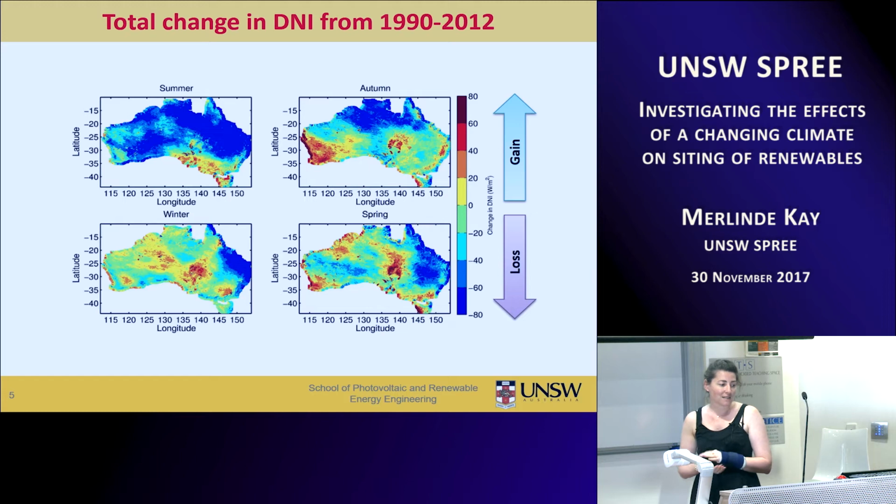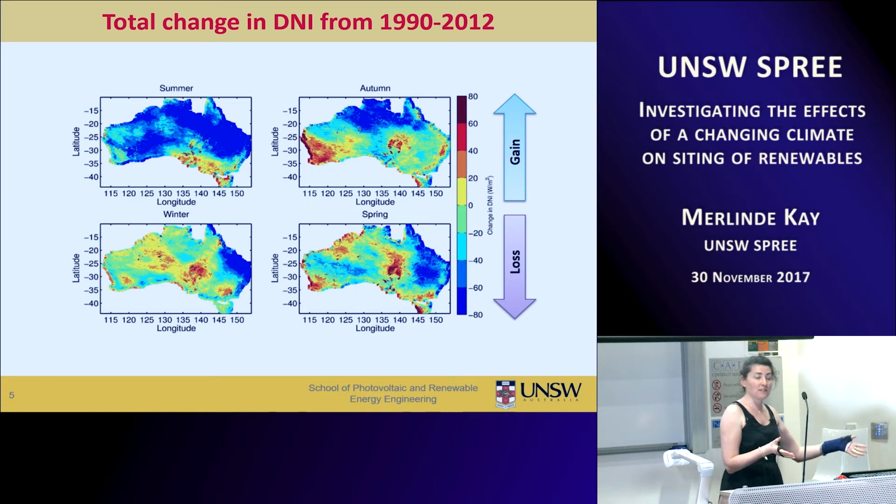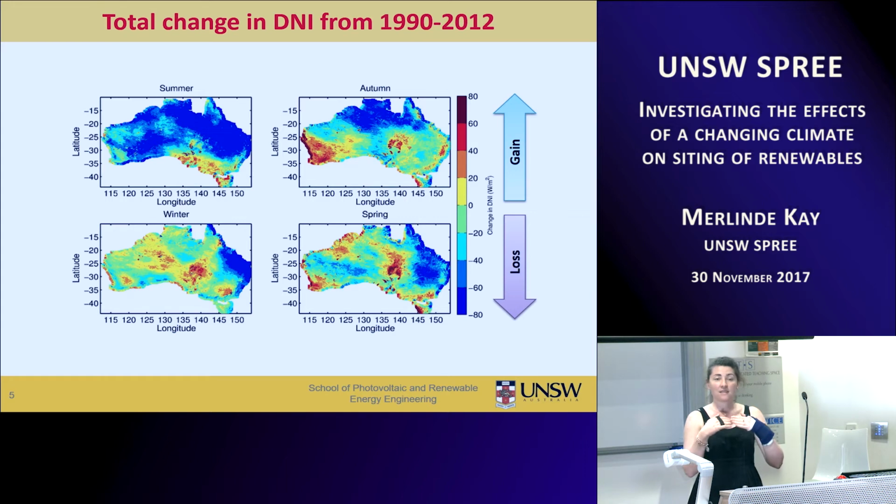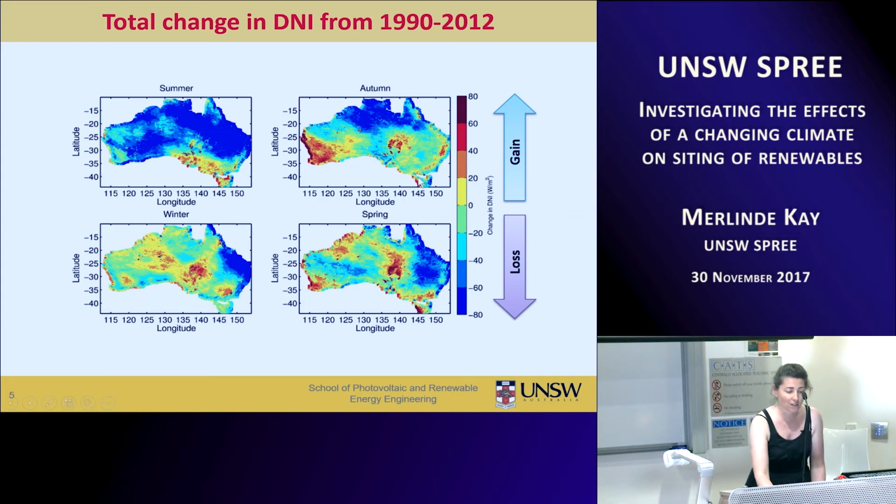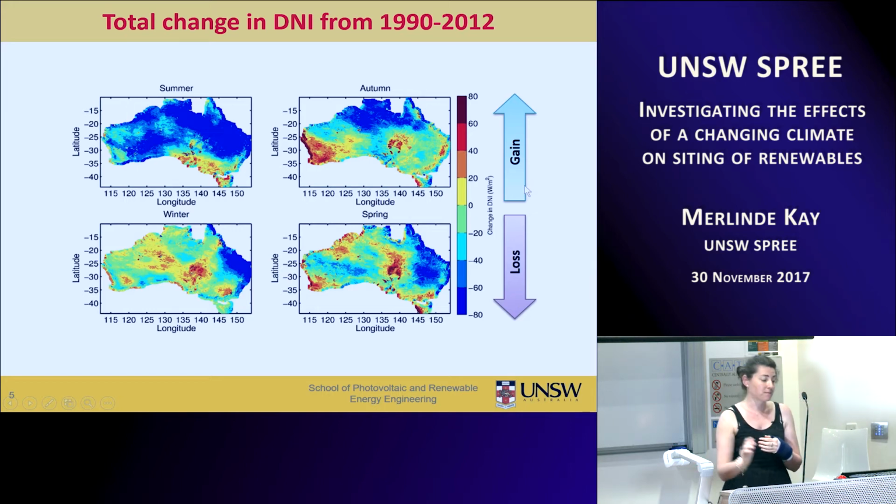Continuing on with our past, what we're also interested in looking at is starting to think about changes in climate. If we look at the last 20 years or so of data, what can we infer from how the climate is changing? So we're looking at our changes in DNI again, and we've broken it up into seasons. What we've looked at is how far the irradiance has deviated from the average. Are we seeing overall a loss or a gain over this 20-year period?